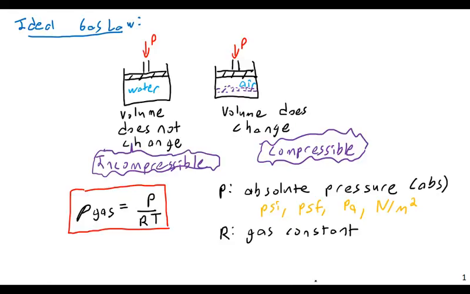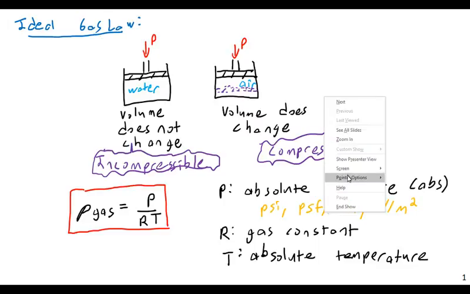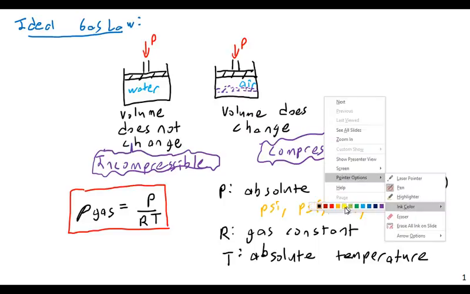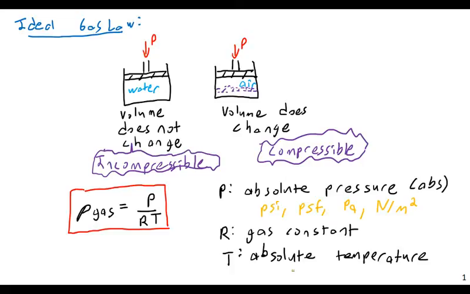The one I always remember is 0.08206 liters atmospheres over moles Kelvin. Well, that's the chemistry one. That's probably not the one you want to use for fluid mechanics. And T, of course, is the absolute temperature. T is the absolute temperature, and this is going to be in degrees Rankine or Kelvin.